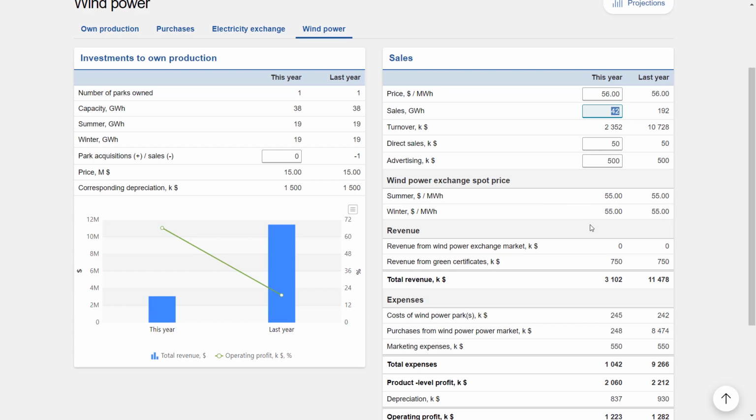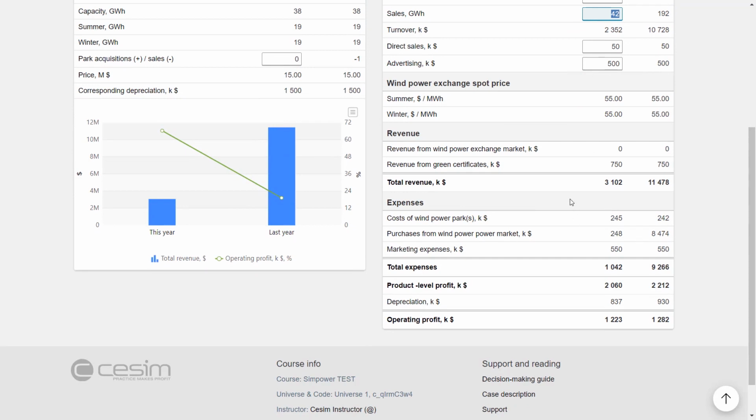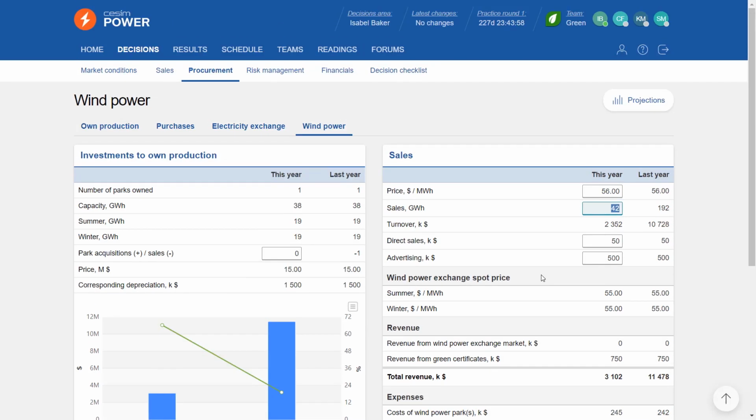And likewise, if we have more renewable production compared to what we are selling to our customers, then the excess is going to be sold to the spot market at these price levels. And then the rest is here showing the expected profitability from our renewable energy position.